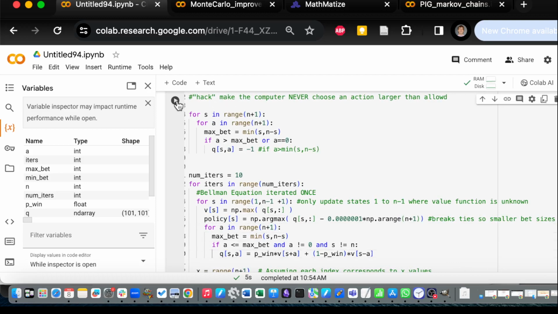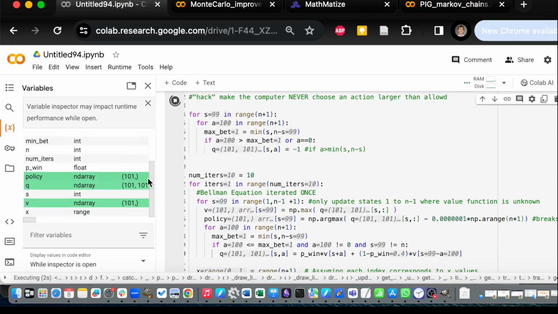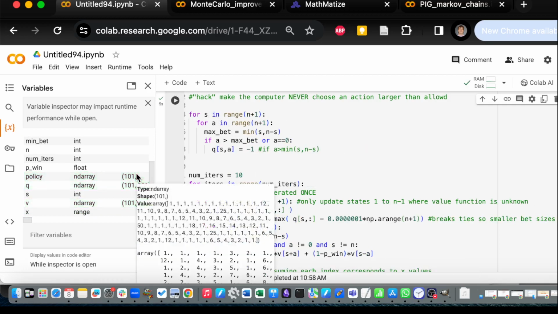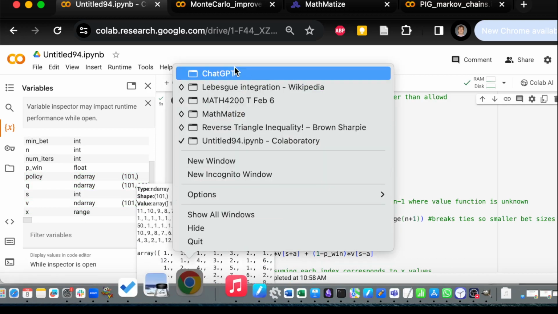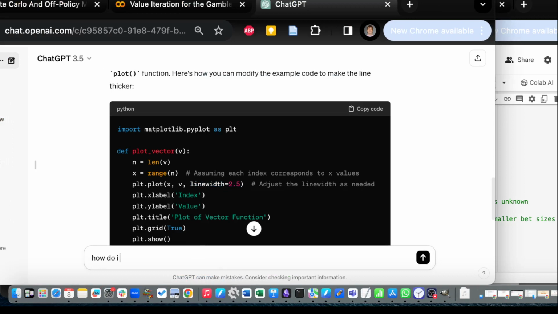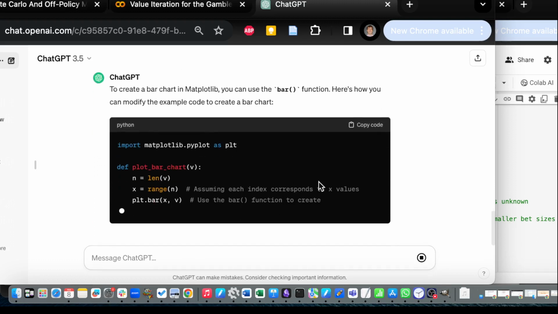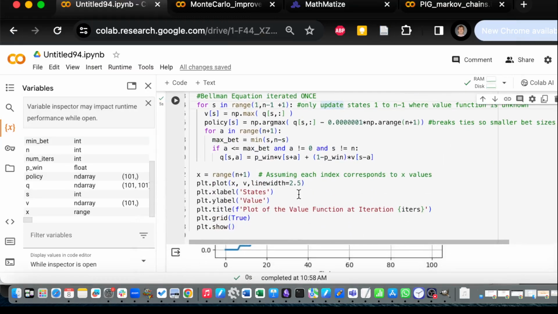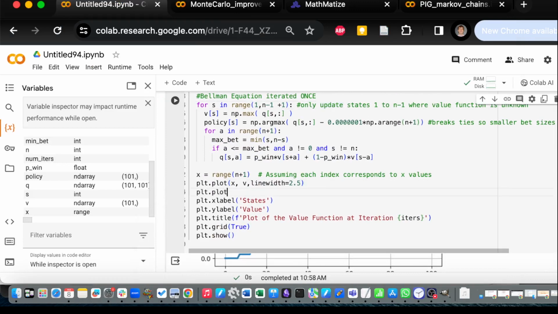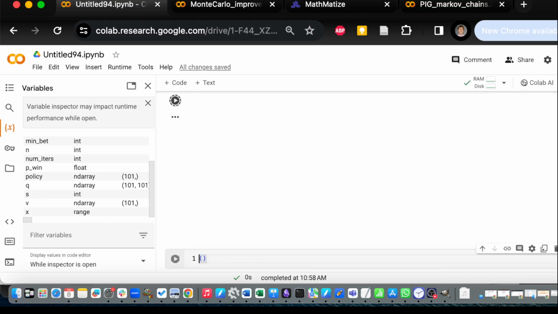Okay, and if I run it, let's check that policy is appearing in our Explorer and is doing the right kind of thing. There's the policy. And I suppose we are doing a bar chart. So let's ask ChatGPT, how do you do a bar chart? How do I do a bar chart? Okay, so ChatGPT very helpfully says bar of x, v. So let's do a little bar chart with our policy and see if it works. Plot bar x comma policy, because that's what ChatGPT said. Okay, and let's see what this looks like.